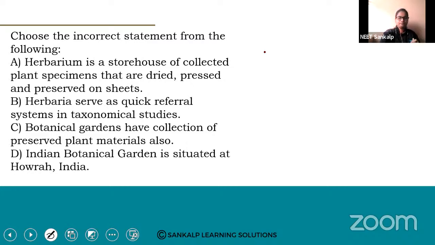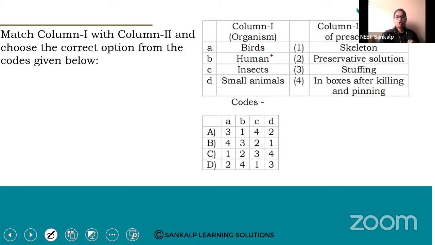Next question. Match column 1 with column 2 and choose the correct option from the codes below. Column 1 gives organisms, and column 2 gives the method of preservation. How do we preserve birds? Humans, insects and small animals. Then methods of preservation: skeleton, preservative solution, stuffing, and killing and pinning.